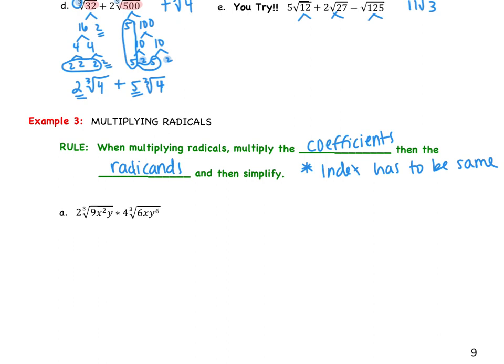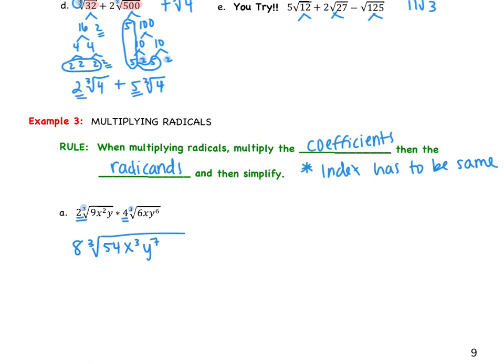Okay, so looking at our example, we have an index of 3. Index of 3, that tells us, yes, it is possible to multiply. So we're going to multiply numbers outside the root. So that gives me an 8. Then the numbers underneath the root. 9 times 6 will give me 54. X cubed, y to the 7th. And now we're going to simplify. We're not finished yet, I'm sorry.